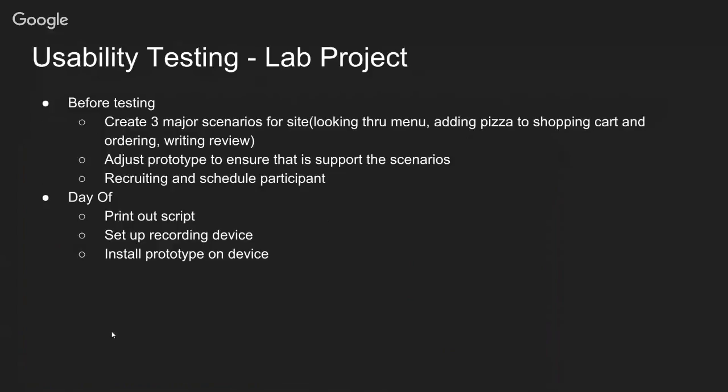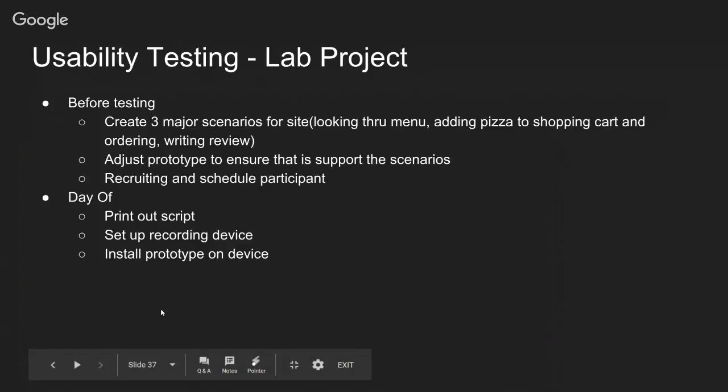So before testing, we should create 3 major scenarios. For our pizza app, the scenarios are looking through the menu, adding the pizza to the shopping cart, and ordering, and writing a review. Then we're going to adjust the prototype to ensure that all those scenarios are satisfied and supported. And then, like I said, recruiting and scheduling the participant.